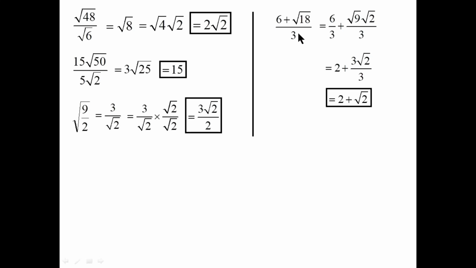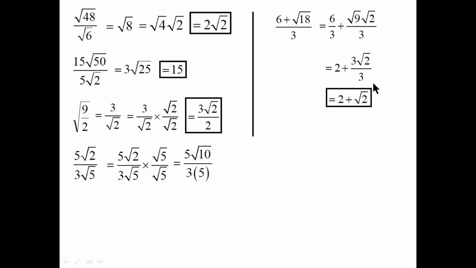Now, math people and science people appreciate the fact that we can take an expression which is a little bit complex, and we can simplify it to simply 2 plus root 2. Let's go again, rationalizing the denominator, taking the root 5 out of the denominator, top and bottom times the radical. So this will be 5 root 10 over 3 times 5. The 5's cancel, and we have root 10 over 3. The 5's cancel because they're both coefficients and factors.